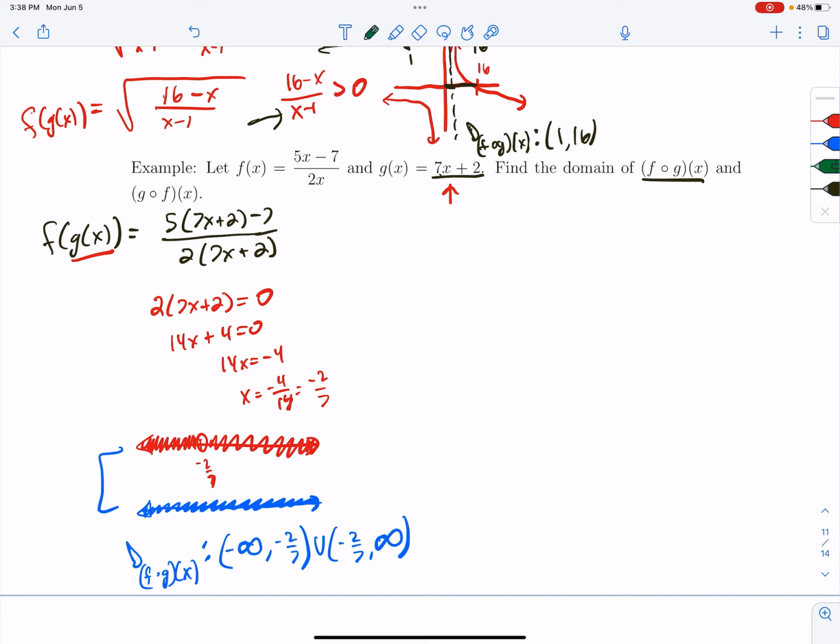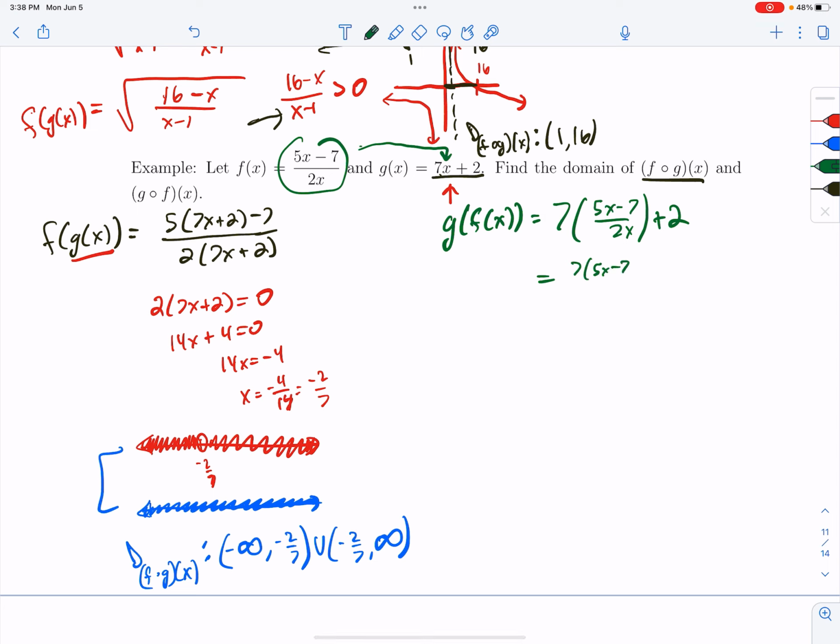All right. And then this last one, now I'm going to go the opposite direction, g of f of x. So I'm going to take the f function right here, and I'm going to input it in for x. So we have 7 times that fraction, 5x minus 7 over 2x plus 2. So when I multiply 7 by that fraction, the 7 just gets distributed to the numerator over 2x plus 2. So I want to know, when is this function undefined? Well, this function is only going to be undefined when that denominator is equal to 0. The only time that the denominator is equal to 0 is when x is 0. So x cannot be 0 here for that composition. So I'm going to put an open circle there, shade all of this.